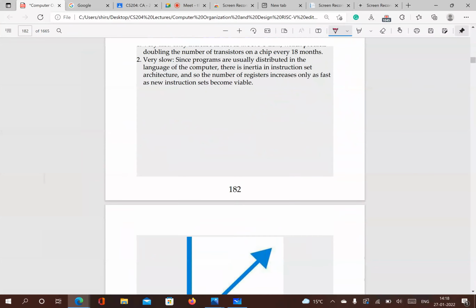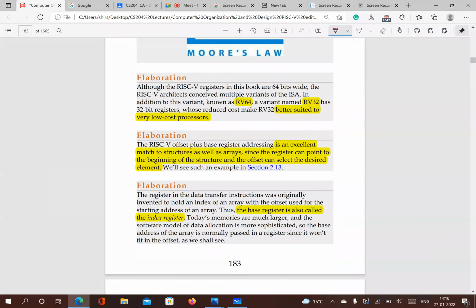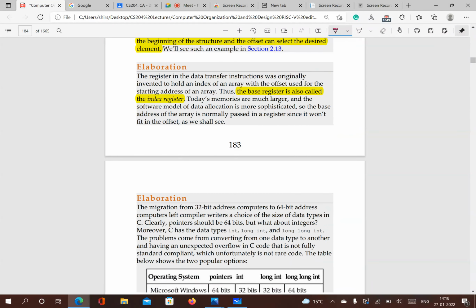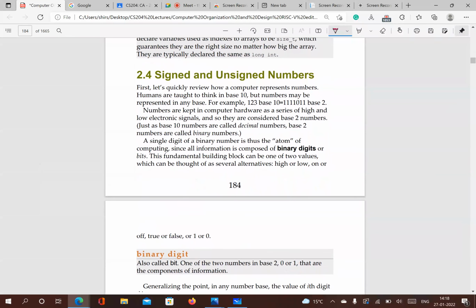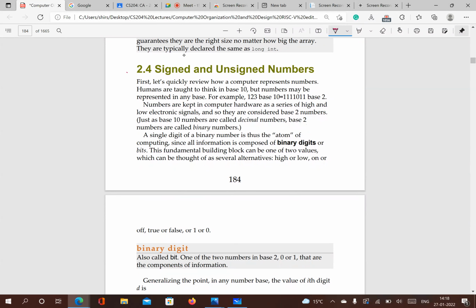Now after this, I'm skipping these points. You can read it once if you want. Then the next point here is sign and unsigned numbers. So before starting this section, I'll not discuss in detail because I'm assuming that all of you have the basic concept of binary numbers, decimal numbers, and hexadecimal numbers.